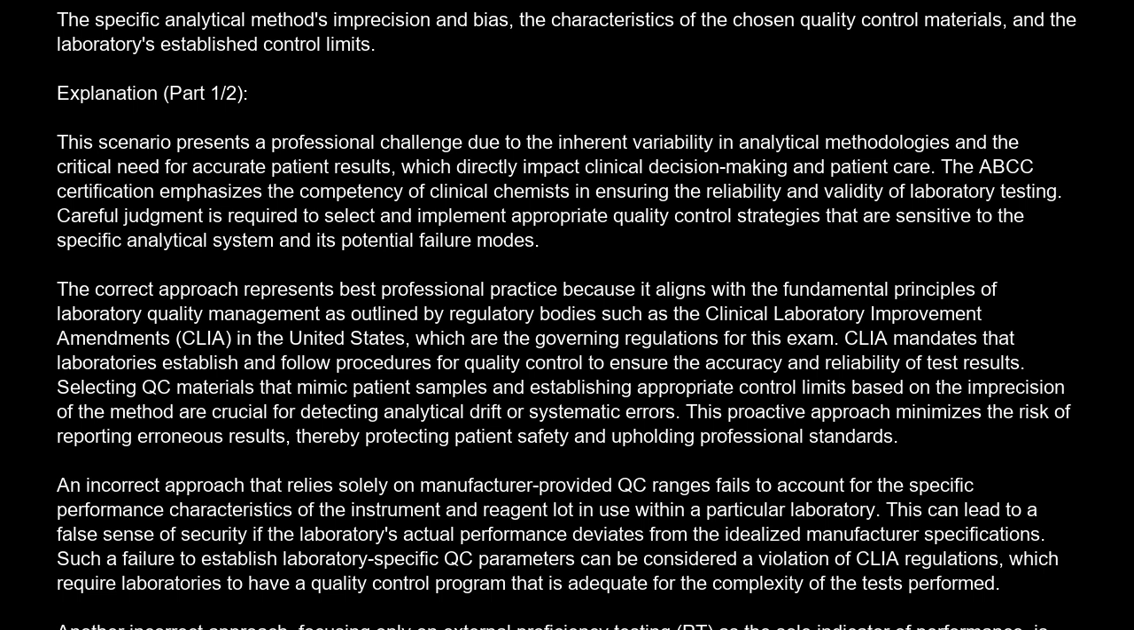An incorrect approach that relies solely on manufacturer-provided QC ranges fails to account for the specific performance characteristics of the instrument and reagent lot in use within a particular laboratory. This can lead to a false sense of security if the laboratory's actual performance deviates from the idealized manufacturer specifications. Such a failure to establish laboratory-specific QC parameters can be considered a violation of CLIA regulations, which require laboratories to have a quality control program that is adequate for the complexity of the tests performed.